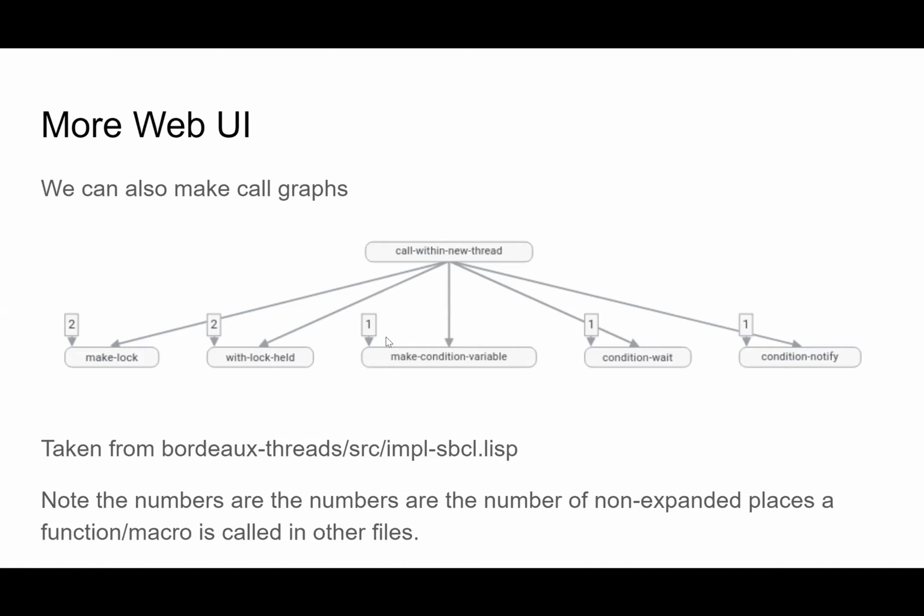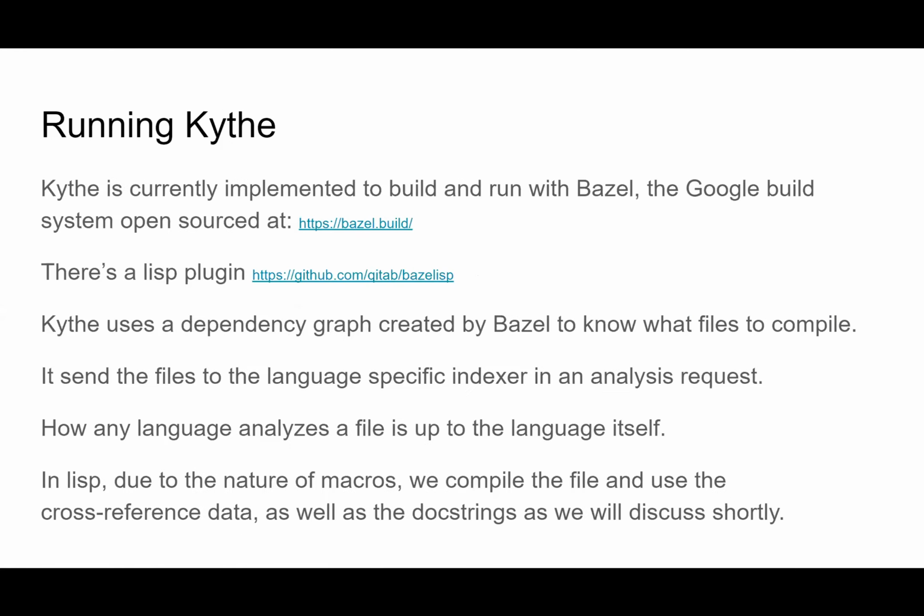So here, there's one thing that calls make condition variable. Okay, so we have doc strings, we have function signatures, and we have call graphs. Okay, so you can run Kythe. Kythe is currently implemented to build and run with Bazel, which is the Google build system. You can find it at bazel.build.